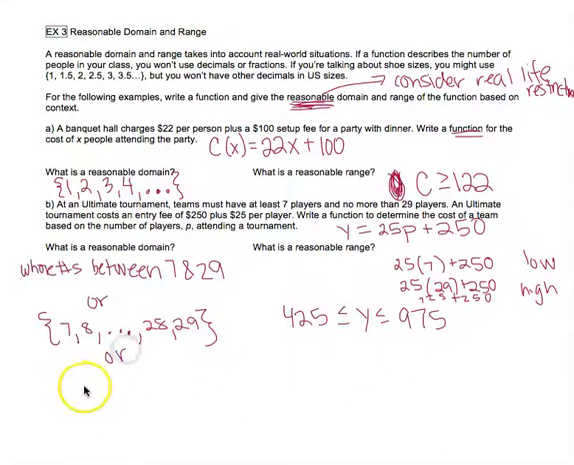It would be okay with me if you wrote 7 to 29 with x, even though technically it's only the whole numbers. In most contexts, we allow this type of answer.